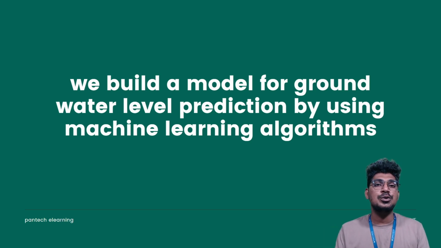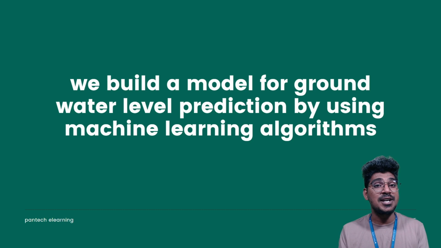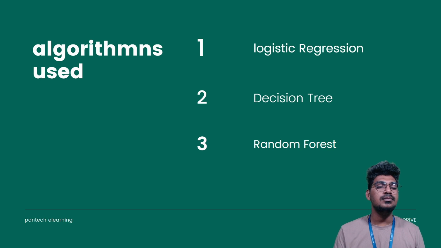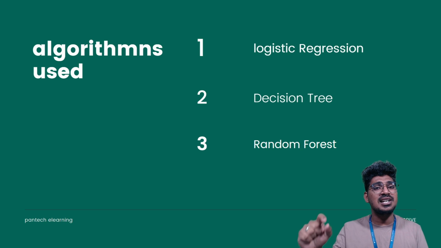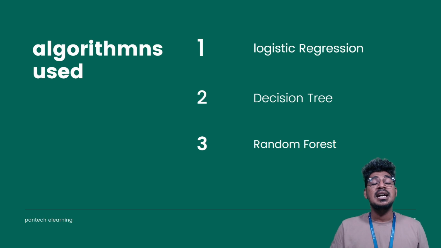So here I'm going to use supervised machine learning algorithms. What is our objective? We are going to build a model for groundwater level prediction by using machine learning algorithms. So what algorithms am I going to use today? It is majorly a classification or categorical problem. Generally, for classification problems, logistic regression gives good predictions. I frequently use logistic regression for classification problems because it returns good predictions. That is the reason I have chosen it here.